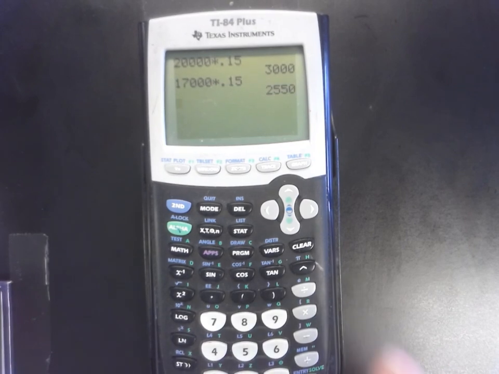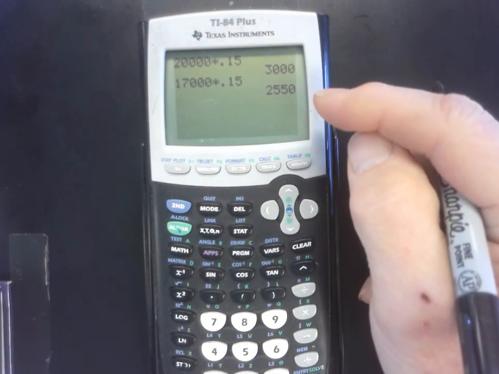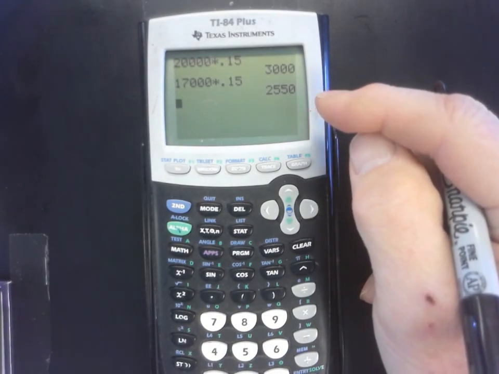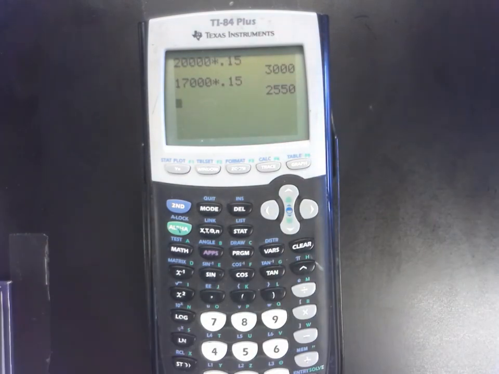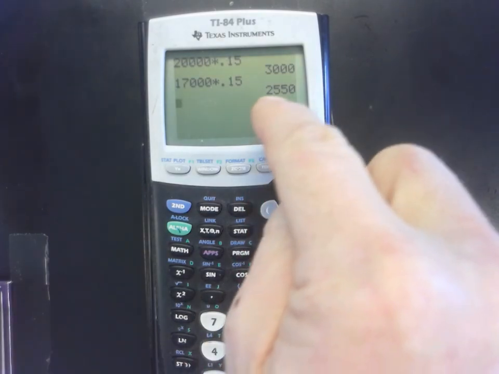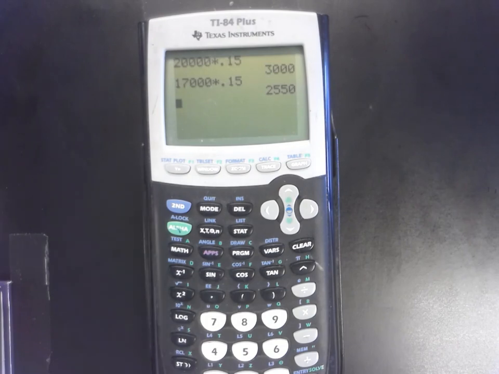And then the next year it only goes down $2,550, because it's worth less. So if it only goes down 15%, then I don't lose as much, do I? So the value goes down, but not as much. So it's decreasing at a decreasing rate. And then I have to subtract that. There's got to be an easier way than this. We don't have to sit there and multiply by 15% and then subtract that each time.